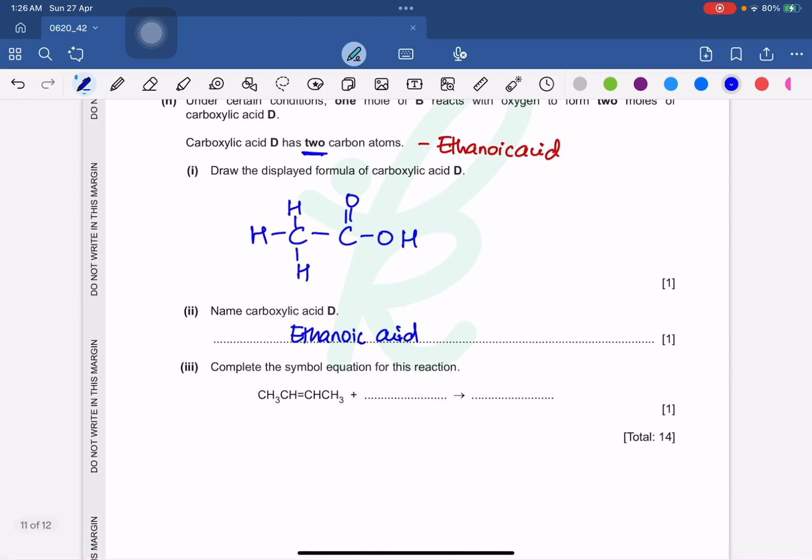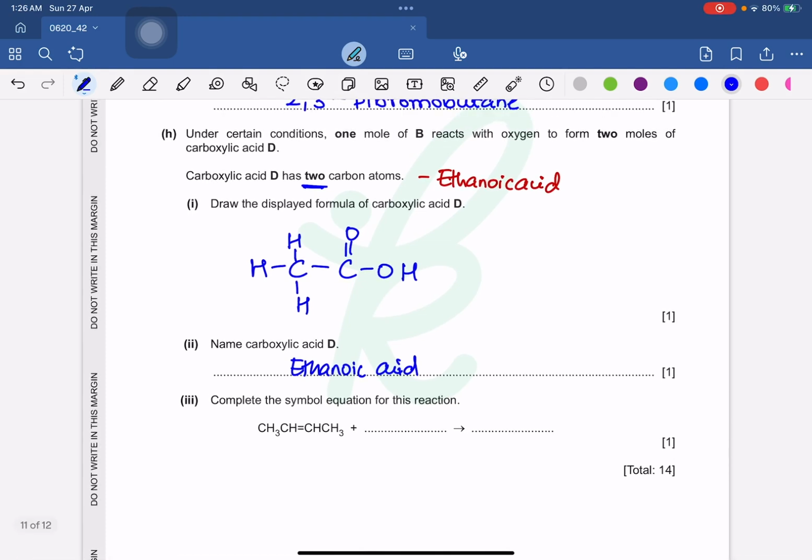Last question, complete the symbol equation for this reaction. Now the statement says that 1 mole of B reacts with oxygen. So I write O2 here, which results in formation of 2 moles of carboxylic acid. So 2CH3COOH. And just to balance the oxygen, we will put a 2 here. So this was the last question of this paper.